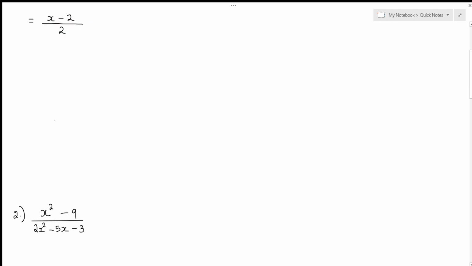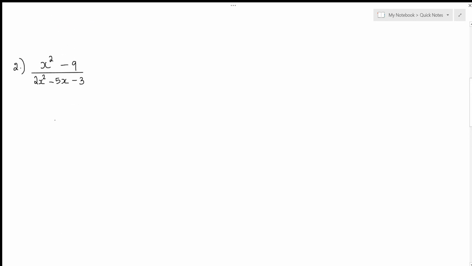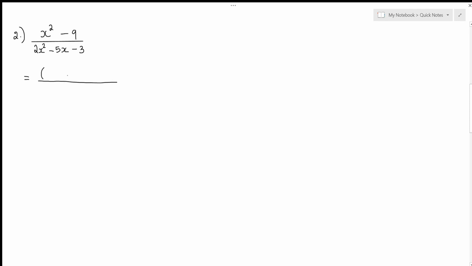Okay, let's look at another example. Okay, number 2, we have x squared minus 9 divided by 2x squared minus 5x minus 3. So let's look at the top part. Now here we're going to have our difference of two squares.